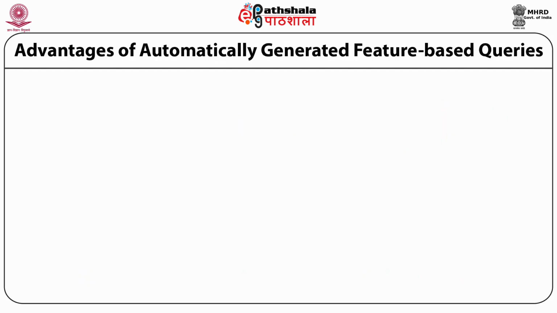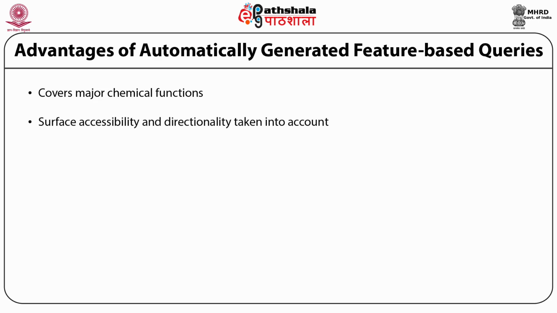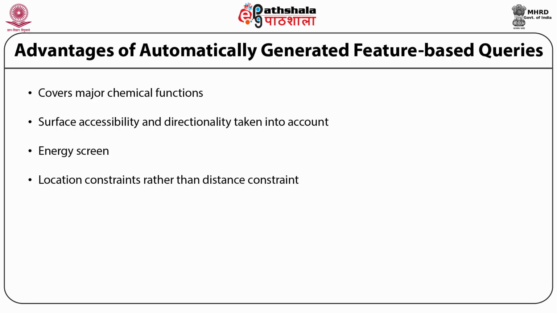The advantages are that we can do these feature-based queries automatically. We can generate the chemical functions automatically. We don't have to clearly understand every feature. Second, surface accessibility is taken care of. We can do energy screening by using an energy cutoff for conformational space. We can also use different kinds of constraints like distance and angle constraints. One must remember we must include stereochemistry options, and this is very advantageous, because 2D searching does not take care of stereochemistry.